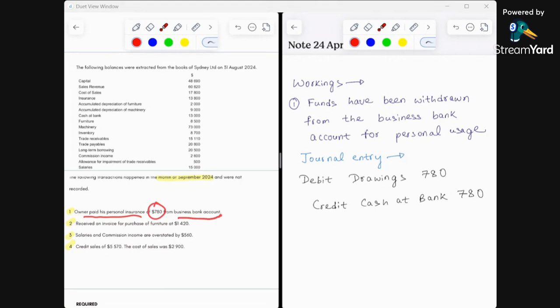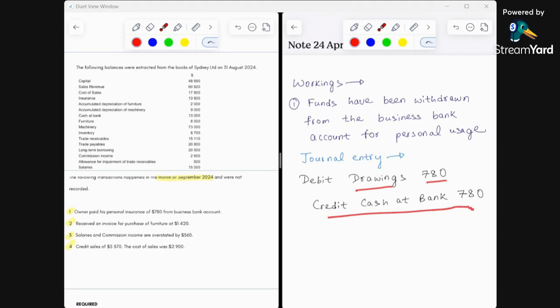All right? So, if I was to journalize this, how would we do it? So we would journalize this by debiting the drawings account by 780 and crediting the cash at bank account by 780. Now, what's the logic here? Because funds have been withdrawn from the business bank account, the balance available in the cash at bank account is going to decrease. All right. So, because cash at bank is an asset account, if it decreases, we have to credit it to reflect that decrease. So that's why we are crediting the cash at bank by 780.